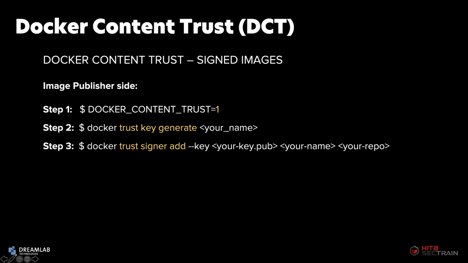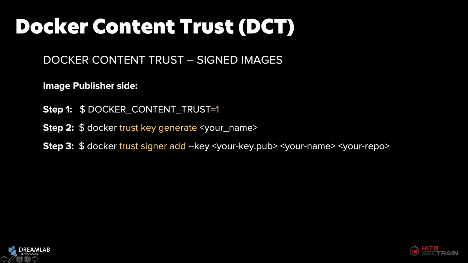On the publisher side or developer side, the developer just has to export this environment variable on their machine. And once done, if it's the first time, the developer will need to create a key for Docker, just using the docker trust key generate command and the username of the developer. With this command, we can generate a key for us. And after that, we can add ourselves or add the developer as a trusted signer for a specific repository.